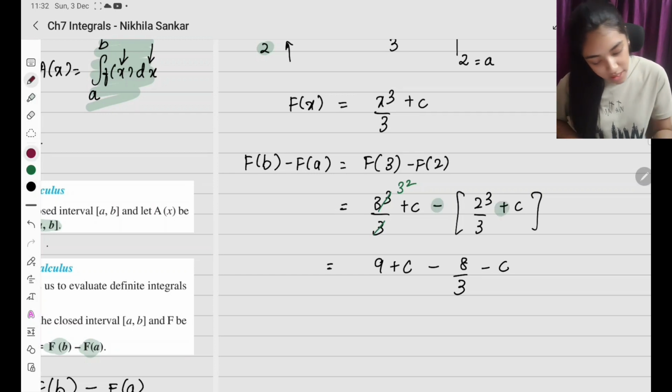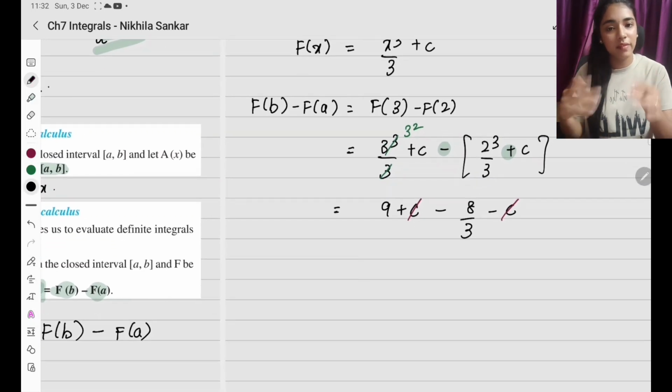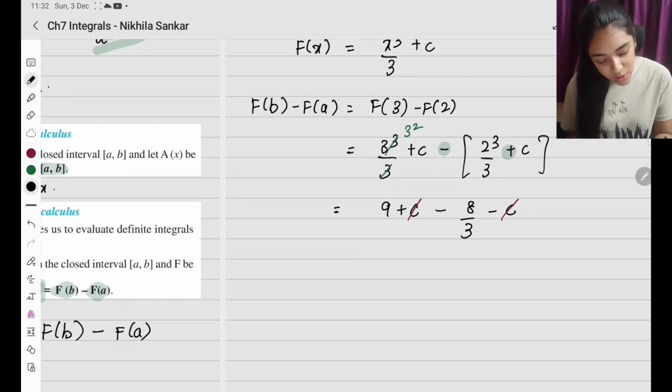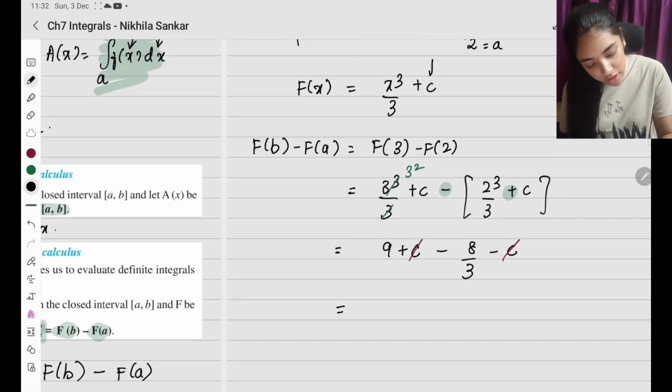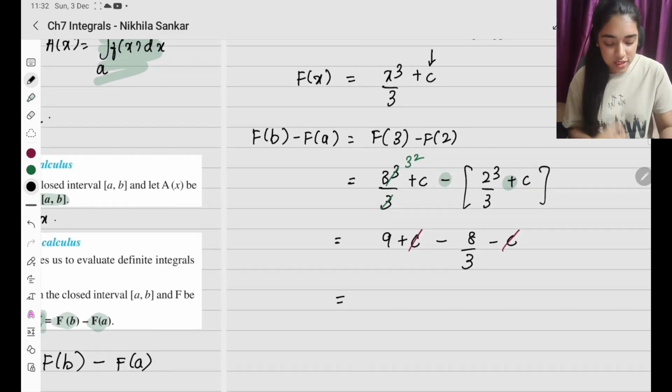So what do you see? This c and this c get cancelled. So basically the integration constant always gets cancelled when you are subtracting. So in that, you need not write the c from the next question. Okay, so this is why we avoid the c.